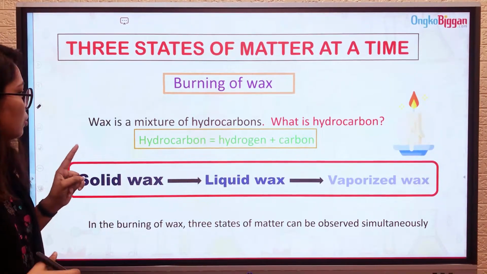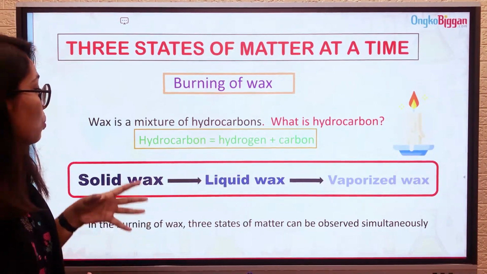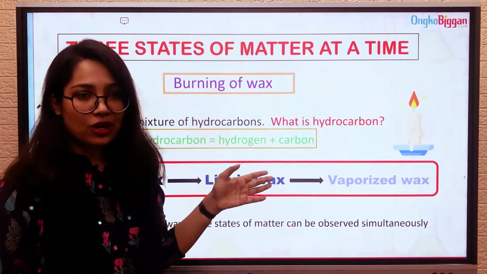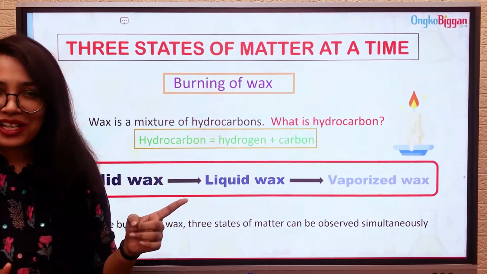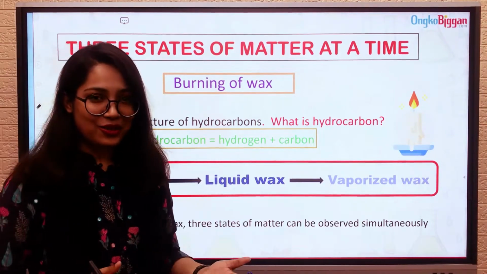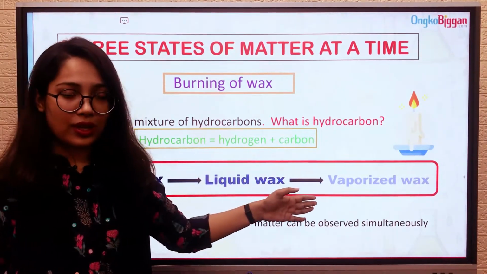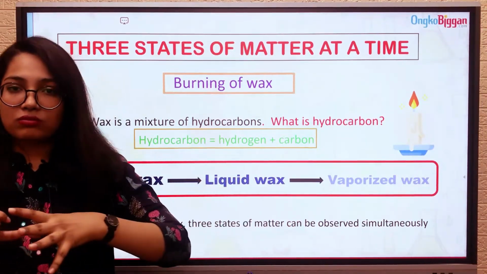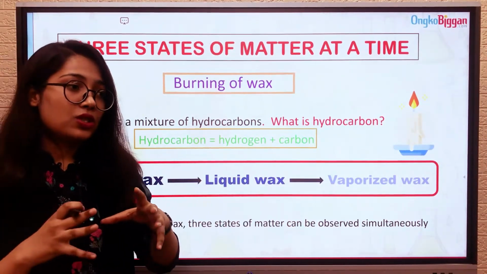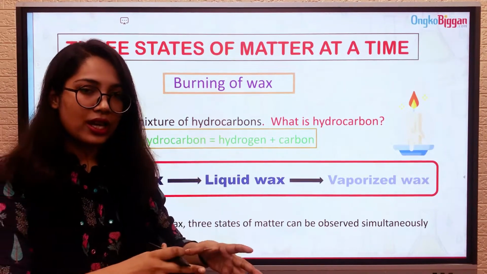So, for that, we need to understand what wax is. Wax is a mixture of hydrocarbons. Now, a question might pop into your head: what are hydrocarbons? Hydrocarbons are hydrogen and carbons. They basically consist of two elements, hydrogen and carbon.